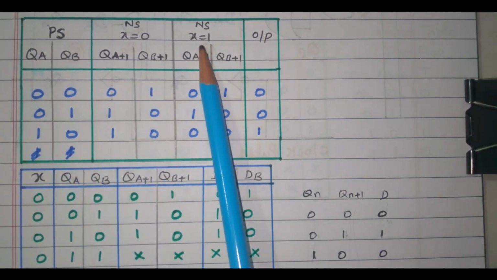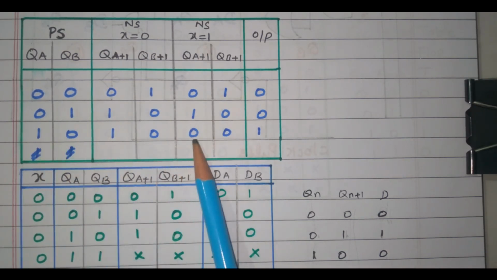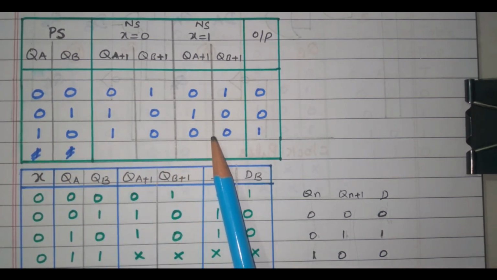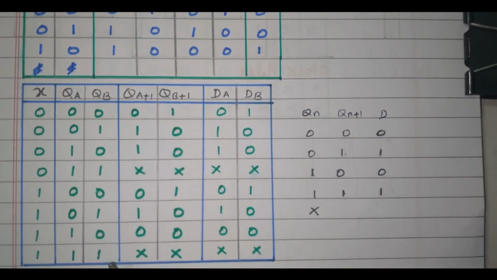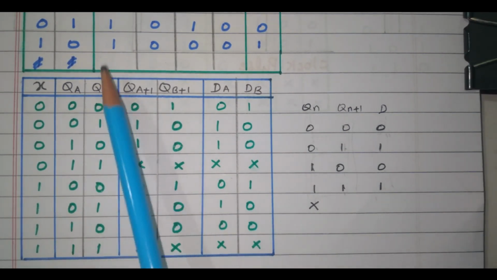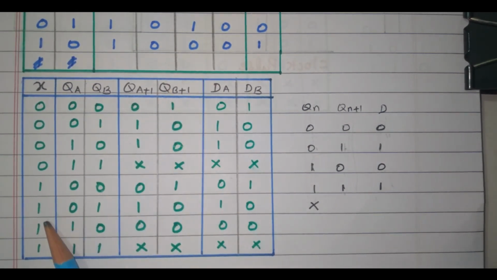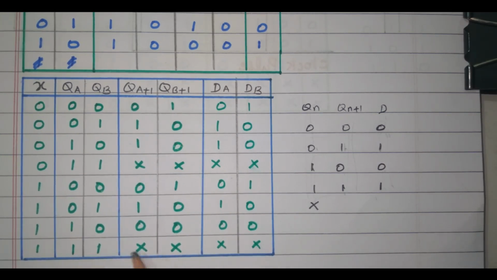Then similarly, the next one, 0 0 goes to 0 1, the corresponding input is 1. 0 1 goes to 1 0, corresponding input is 1. Similarly, 1 0 goes to 0 0, corresponding input is 1. That is given in the remaining table. For 1 1, it is not available, so that is considered as a don't care condition, right?